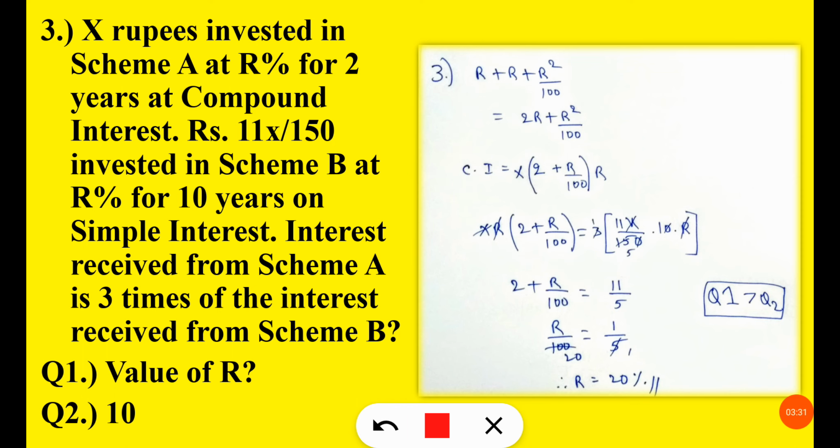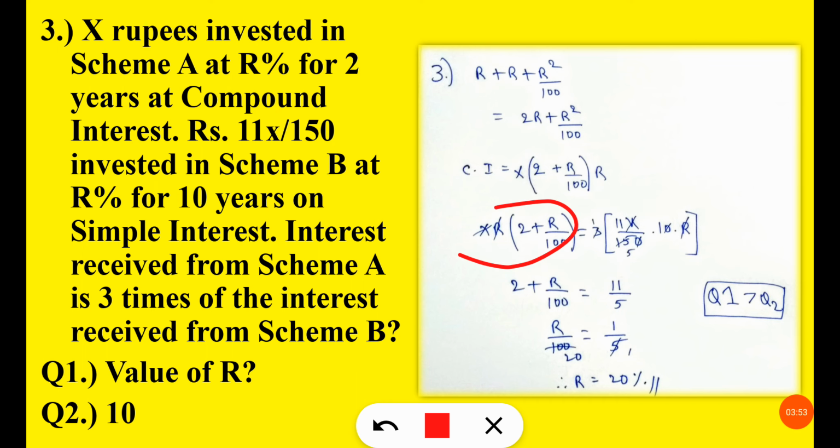The effective rate of interest for compound interest for 2 years is 2R plus R square by 100. This is called the effective rate formula. Compound interest equal to X, this is the principal, this is the interest, and R is taken as common. So CI equal to X of 2 plus R by 100 into R.